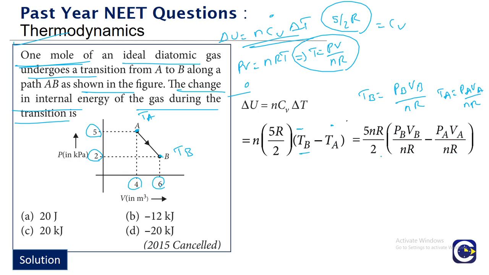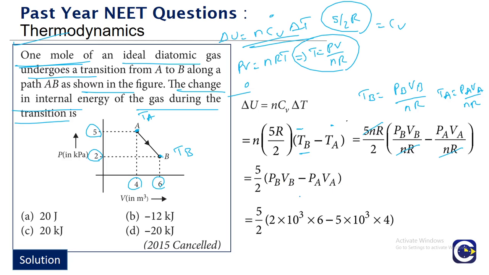Okay, so here if you just look at it, this NR will be cancelled. So from the denominator of both these terms, PB VB by NR and PA VA by NR, we can take out the NR common. Then NR will anyway get cancelled. So what we'll have is 5 by 2 into PB VB minus PA VA. Okay, so here what is the PB value?